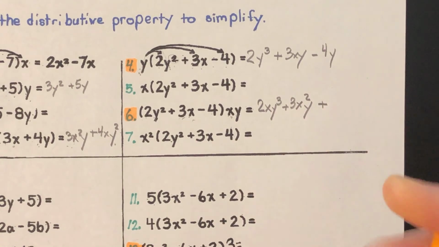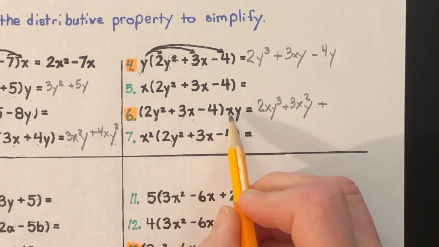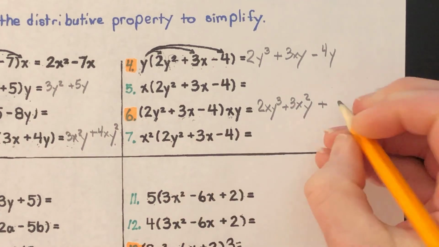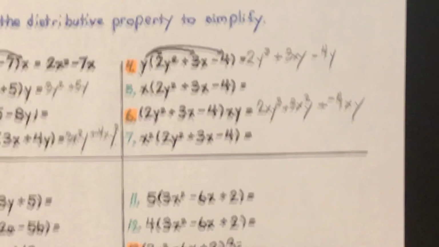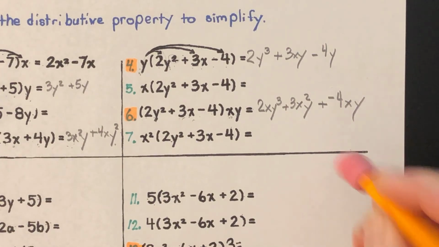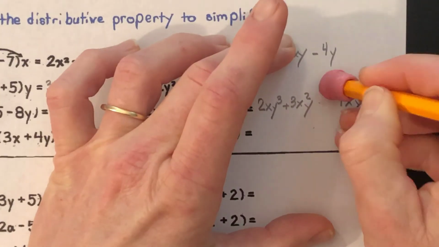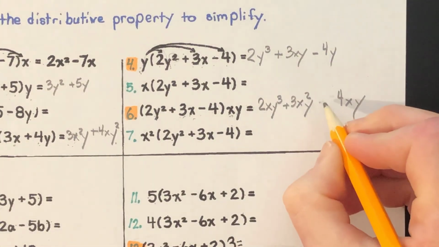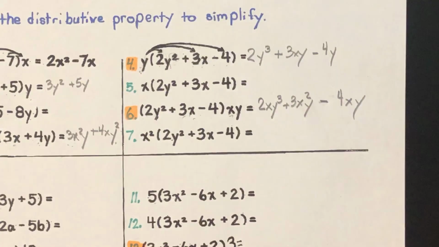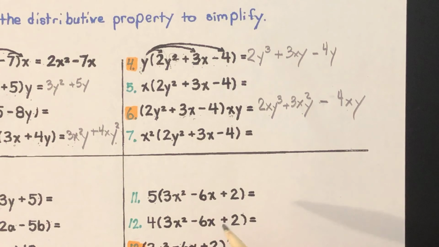Plus, oops, well, I'll just leave the plus. Negative 4 times xy would be negative 4xy. I don't usually like to write them that way. I'm going to change it to my standard. It's better to have fewer signs. Just put minus 4xy. That's the preferred way to put that. And again, I can't combine any of these terms, so it's in simplest form.